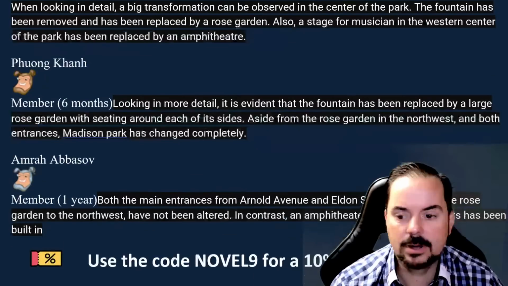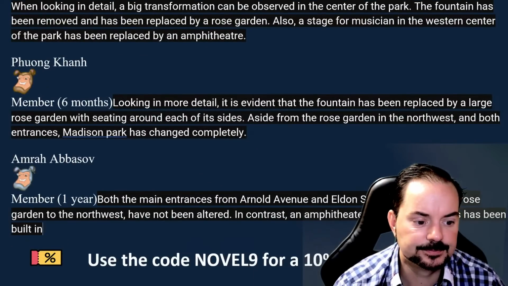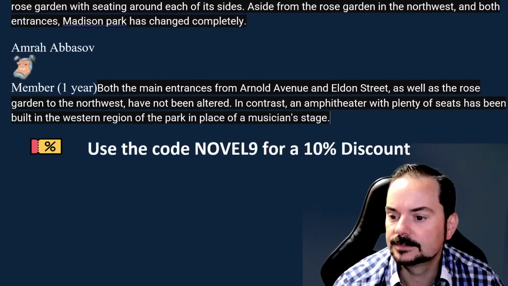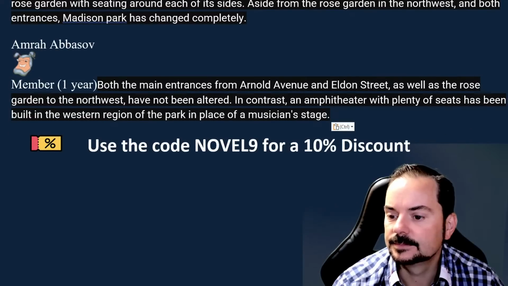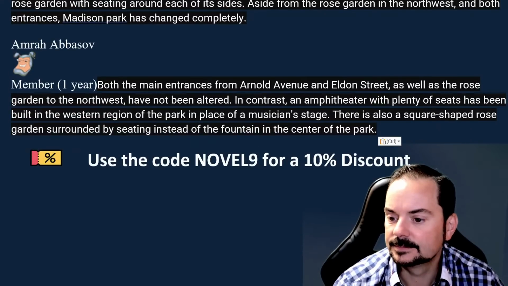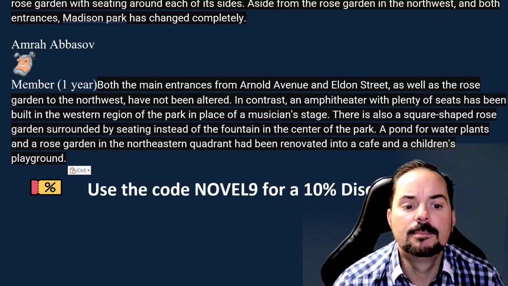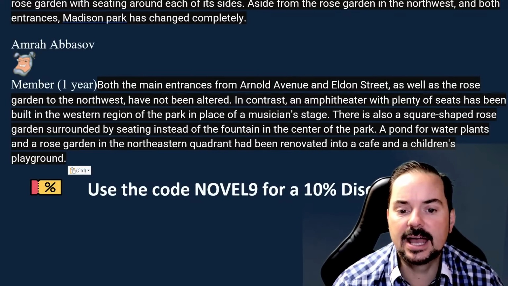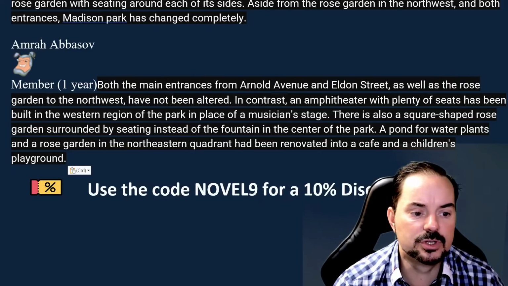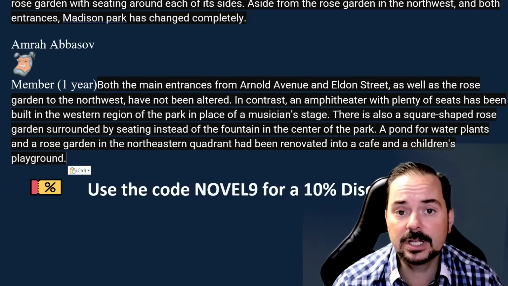our moderator, has this bit of writing for us here. Let me grab all of that. Okay. Both the main entrances from Arnold Avenue and Eldon Street, as well as the Rose Garden to the northwest, have not been altered. Good. Very clear. Grammatically accurate. Good use of commas.